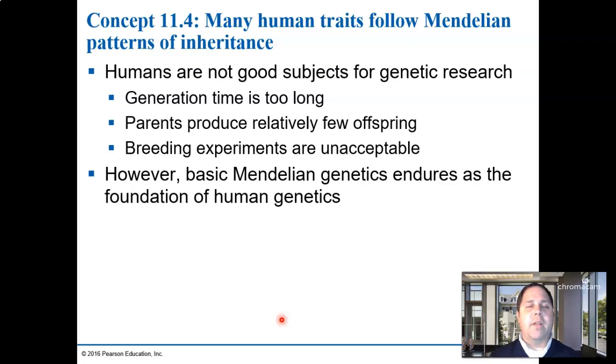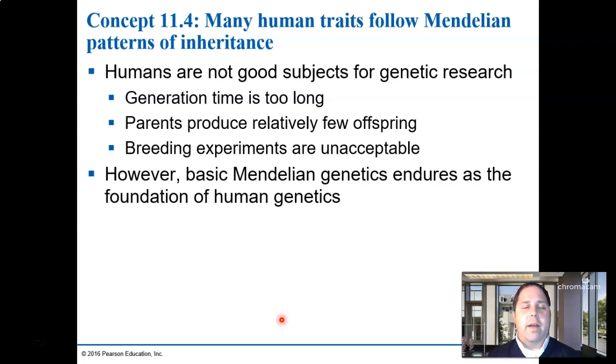The problem with using them in a research lab is that generation time is too long. It takes 20 to 30 years to get new offspring. Parents produce relatively few, unlike rabbits or flies. Parents usually only make 3 to 4, maybe 5 offspring. And breeding experiments are unacceptable, so it's completely unethical to just grab 2 people and make them mate to see what the offspring are like. That said, that has occurred in history. There are groups who have tried to do these breeding experiments, and they are uniformly decried as completely unacceptable. And even when they were done, they didn't produce any results that were worth doing.